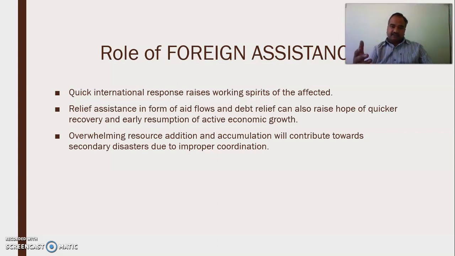See the role of foreign assistance. A quick international response raises the working spirits of the affected. Relief assistance in the form of aid flows and debt relief can also raise hope of quicker recovery and early resumption of active economic growth. So if aid comes in and your nation's debt is relieved, then automatically you can go for a very quick economic recovery. It has been proved in the recent past also.